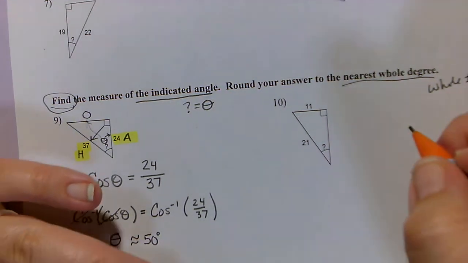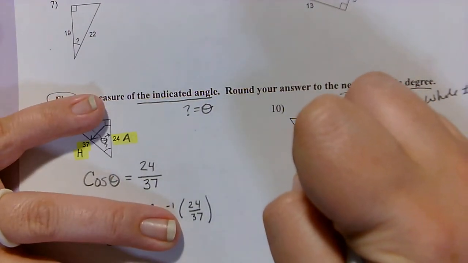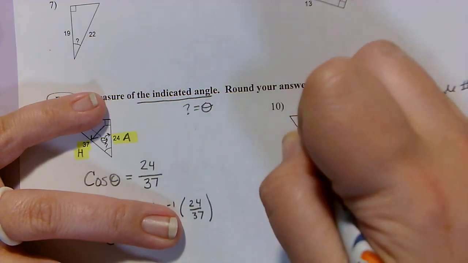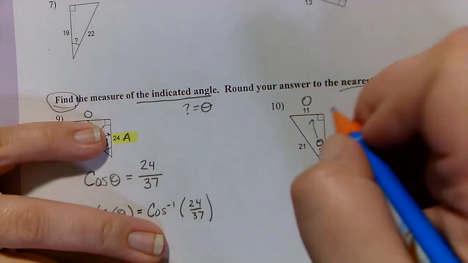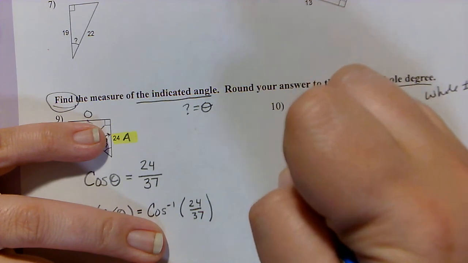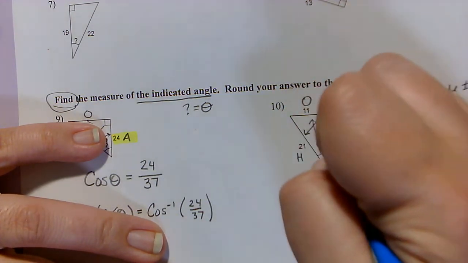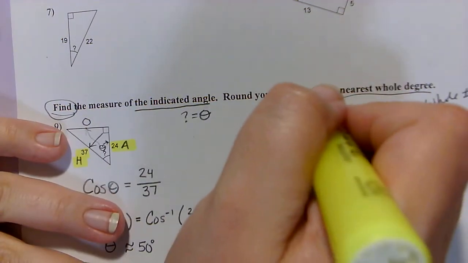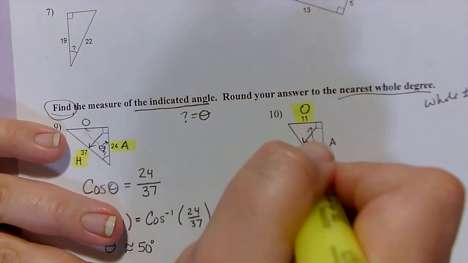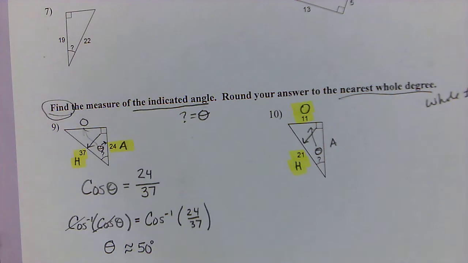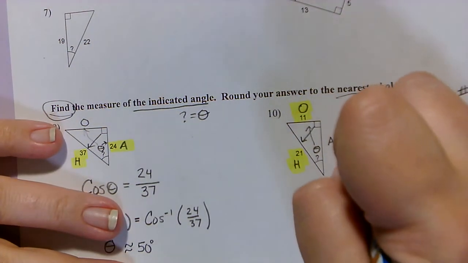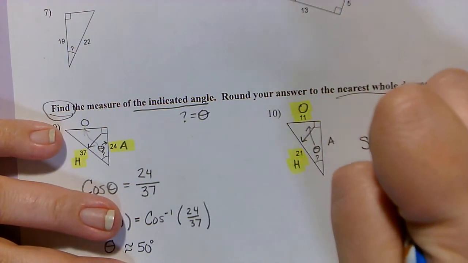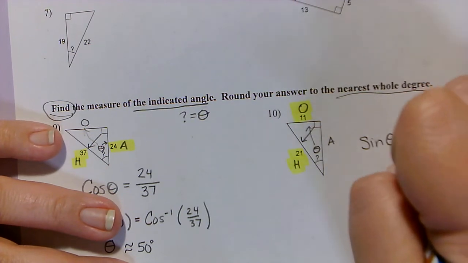Alright, so hopefully you've done number 10 now. Here's our theta. So I have the opposite side, which is 11. I have the hypotenuse, which is 21. I don't have the adjacent side, so I'm focusing on opposite and hypotenuse, which means I'm focusing on sine. So sine of theta equals opposite over hypotenuse, which is 11 over 21.